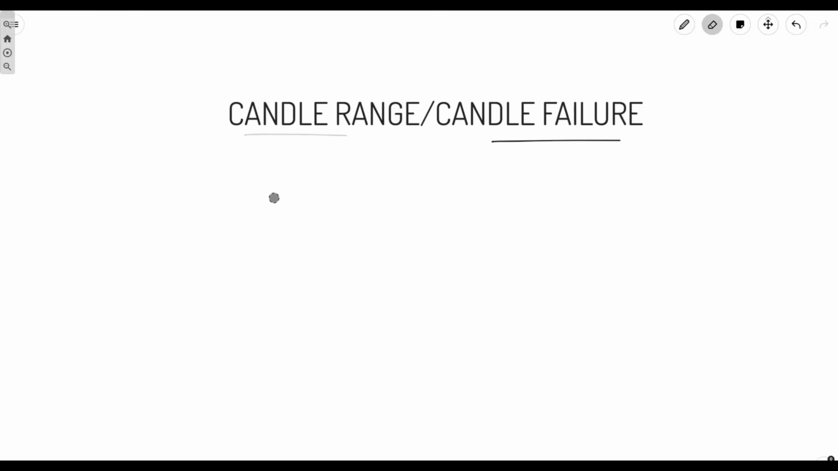And today we'll proceed by learning candle range or candle failure. Since this was only given out in Swahili, but I'll be giving it out in English.